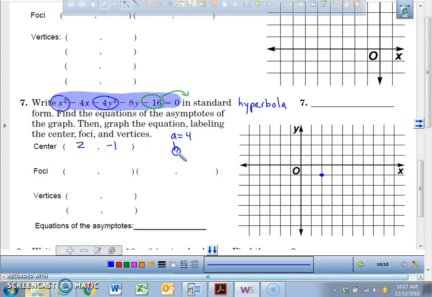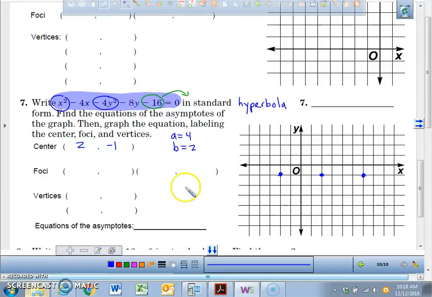4. And my b value is 2. So if my a value is 4 and it's leading out with the x's, I have to go over 1, 2, 3, 4, and put a point. Left, 1, 2, 3, 4, and put a point.